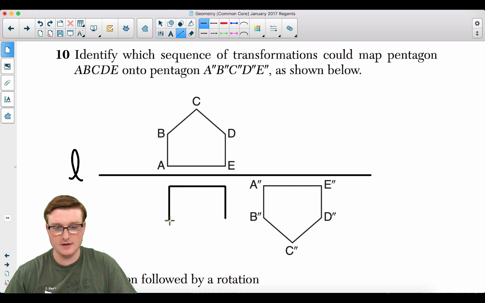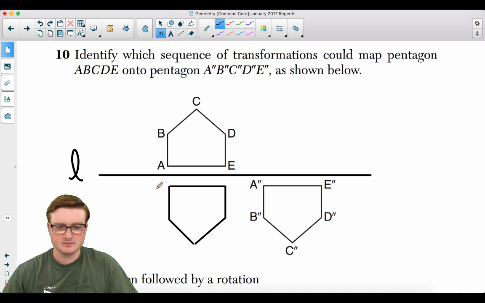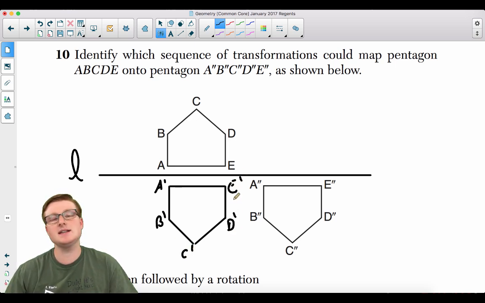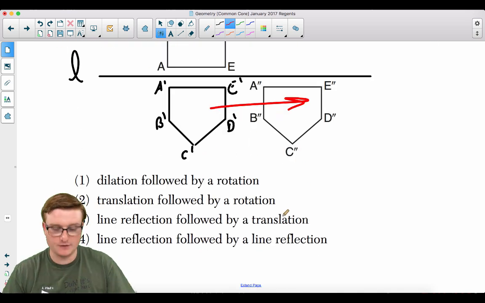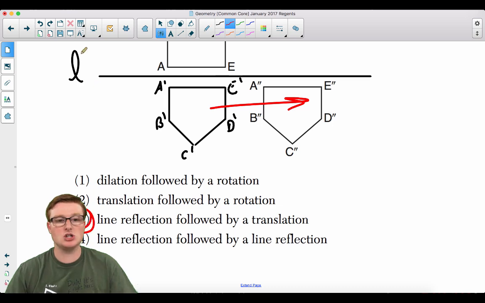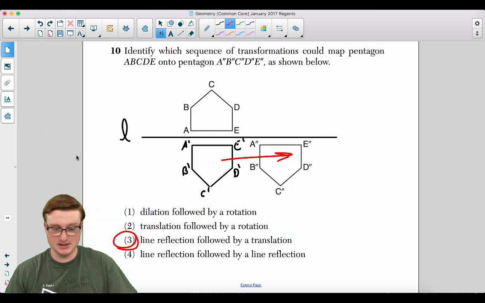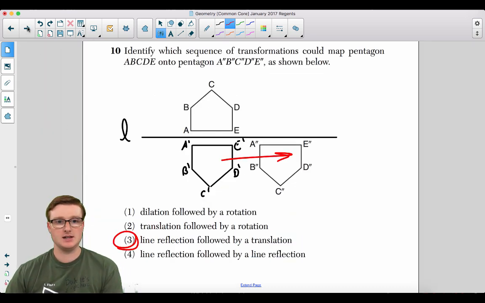Let me just draw it to the very best of my ability. Yeah, it looks pretty good. So this is A prime, B prime, C prime, D prime, E prime. So it's a basic line reflection, and then it's followed by a simple translation to the right. So I'm looking for a line reflection followed by a translation. That is going to be choice 3 for question number 10. All right, moving on to number 11.